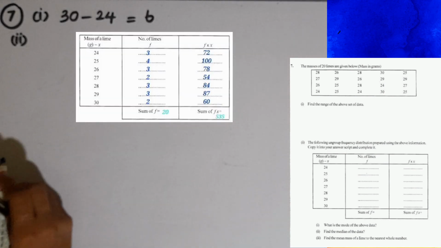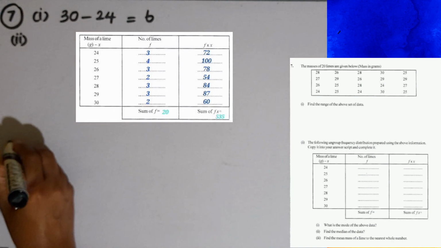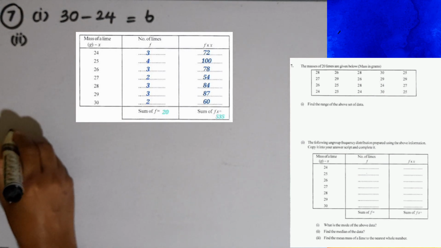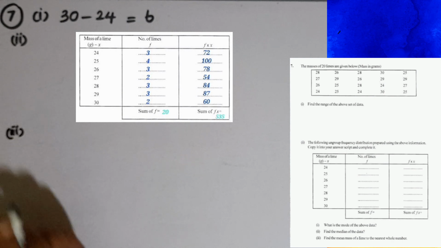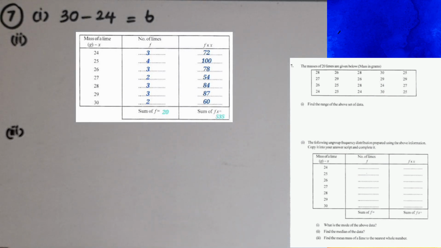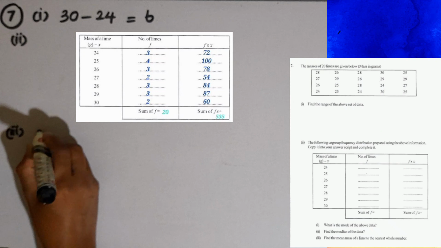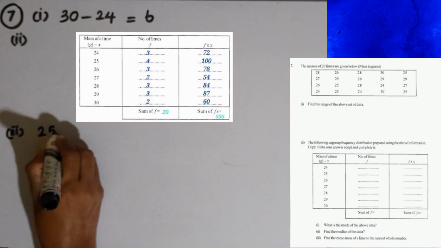Then next part 3. What is the mode of the above data? The most frequently occurring value here is 25. There are 4 limes which have 25 as the mass. So 25 is the most frequently occurring value. It is the mode of the data set.